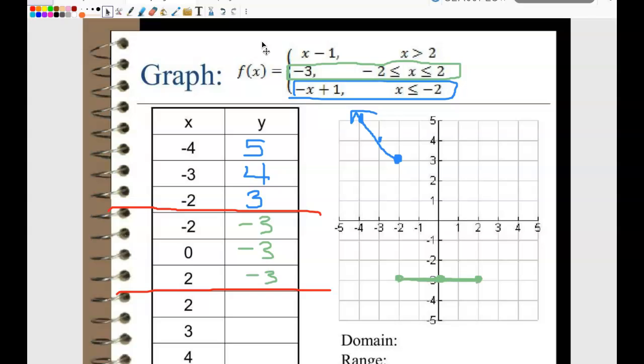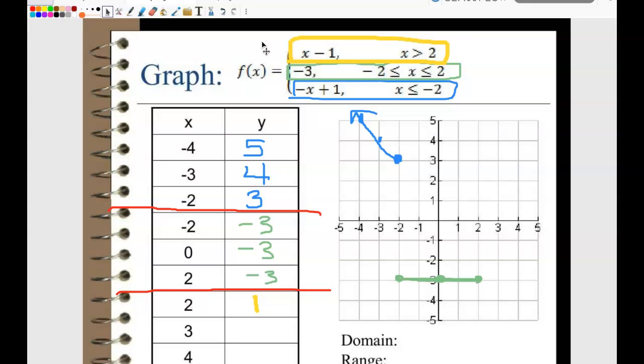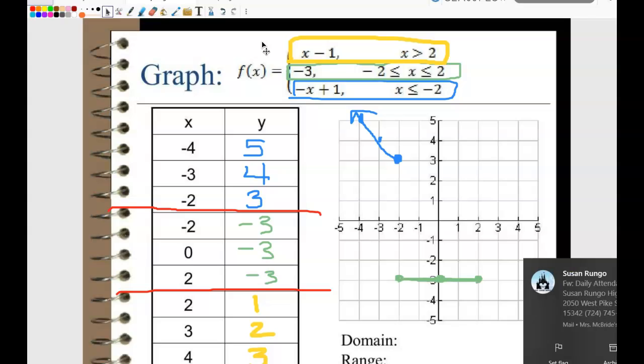I hope yellow shows up. I'll make it a little thicker. All right. 2, 3, and 4 are going to go into the top equation. 2 minus 1 is? 3 minus 1? And 4 minus 1. Open or closed at 2, 1?